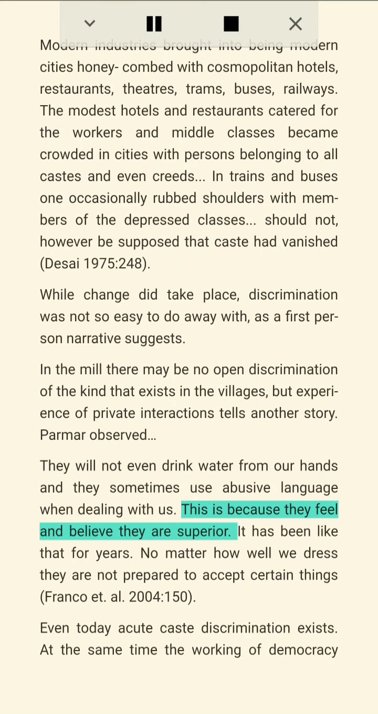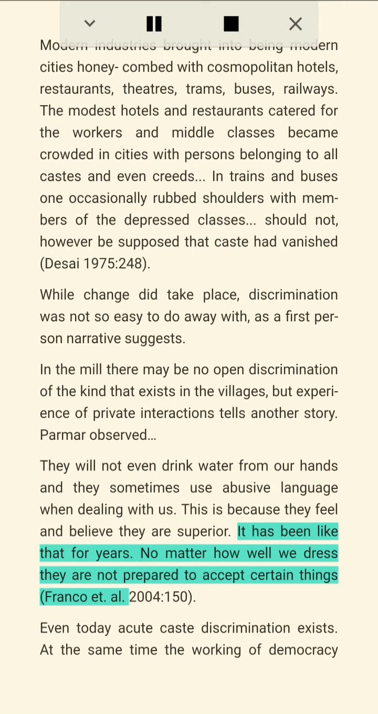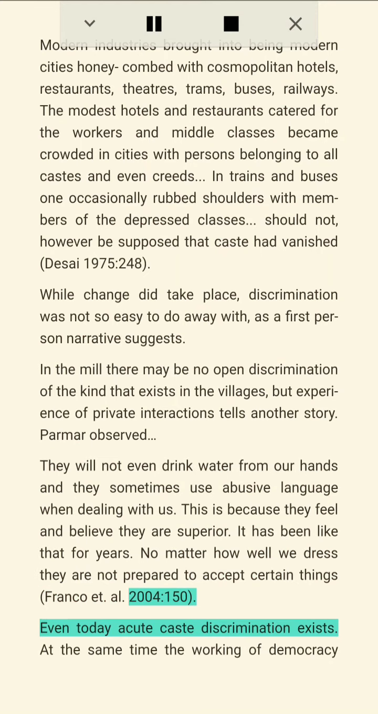Parmar observed, "They will not even drink water from our hands, and they sometimes use abusive language when dealing with us. This is because they feel and believe they are superior. It has been like that for years. No matter how well we dress, they are not prepared to accept certain things." (Franco et al. 2004, 150).